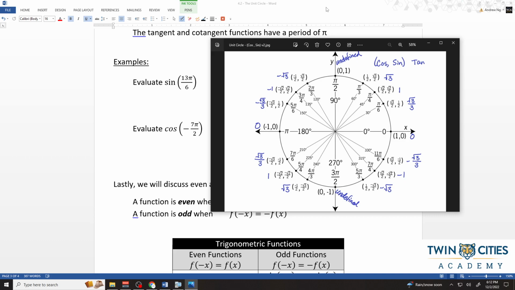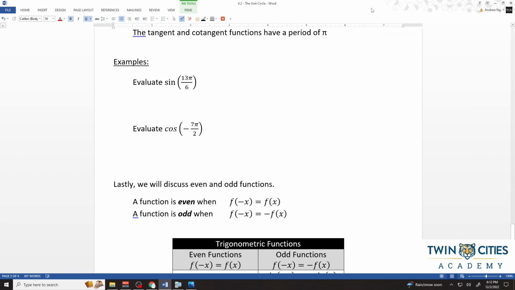So what I can do is, since I know that I'm going more than this 1 circle, I can just subtract that 1 circle. In other words, I want to subtract 2 pi. It's 2 pi all the way around the circle. So let's find 13 pi over 6 minus 2 pi.